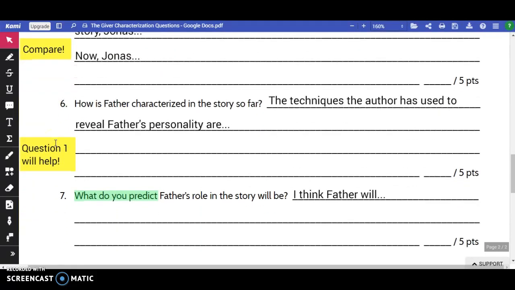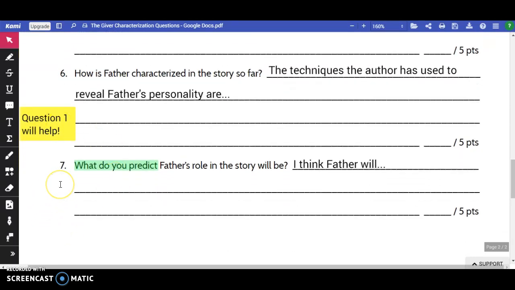Question 6. How is father characterized in the story so far? Question 1 is really going to help you answer this question. So if you need a sentence starter, you might write, techniques the author uses to reveal father's personality are, and then you would simply list the types of characterization used for father up to this point in the story.